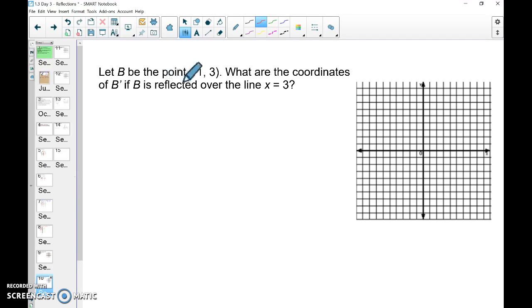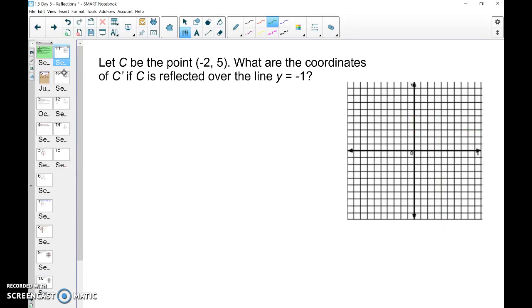Okay. B is at the point -1, 3. There's B. I'm reflecting over x equals 3. So on the x-axis, find 3. Draw a line through it. And flip that point. So 1, 2, 3, 4. 1, 2, 3, 4. There's B prime. And if I count my units, 1, 2, 3, 4, 5, 6, 7.